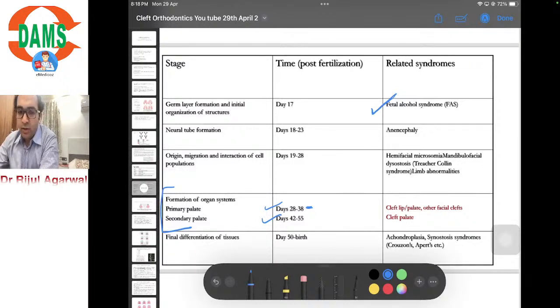So if the formation of the primary palate is affected at 28 to 38 days, it will lead to cleft lip and palate. And if the primary palate has already formed and the effect on formation is in the days of 42 to 55, it will lead to an effect in the formation of cleft palate alone. So this part is important for our today's class. The rest you should all know from an exam point of view as well, be it pathology, oral pathology.